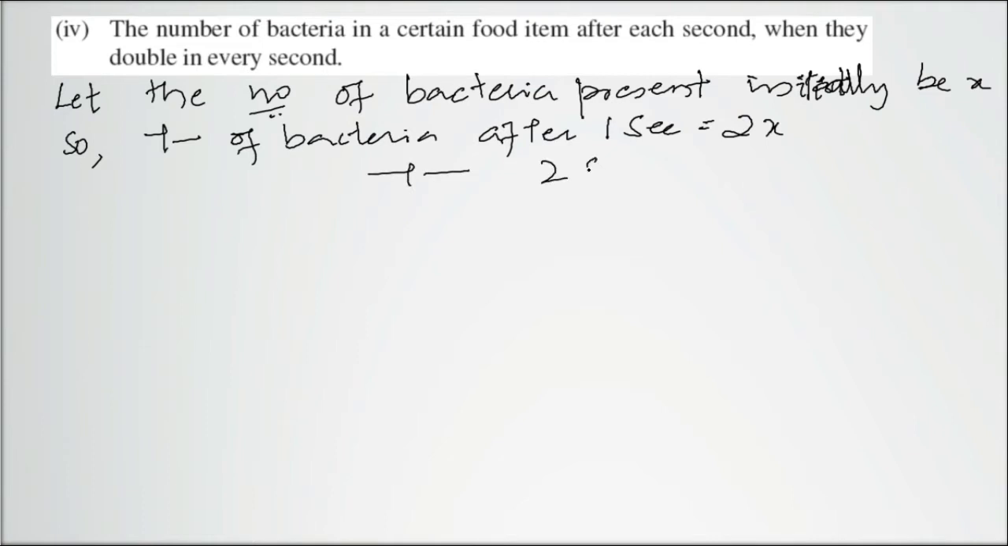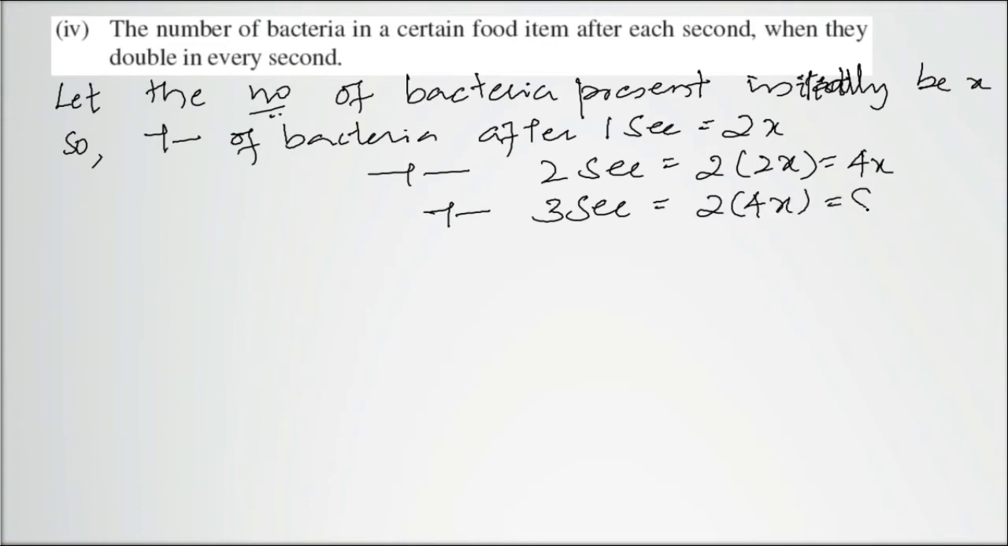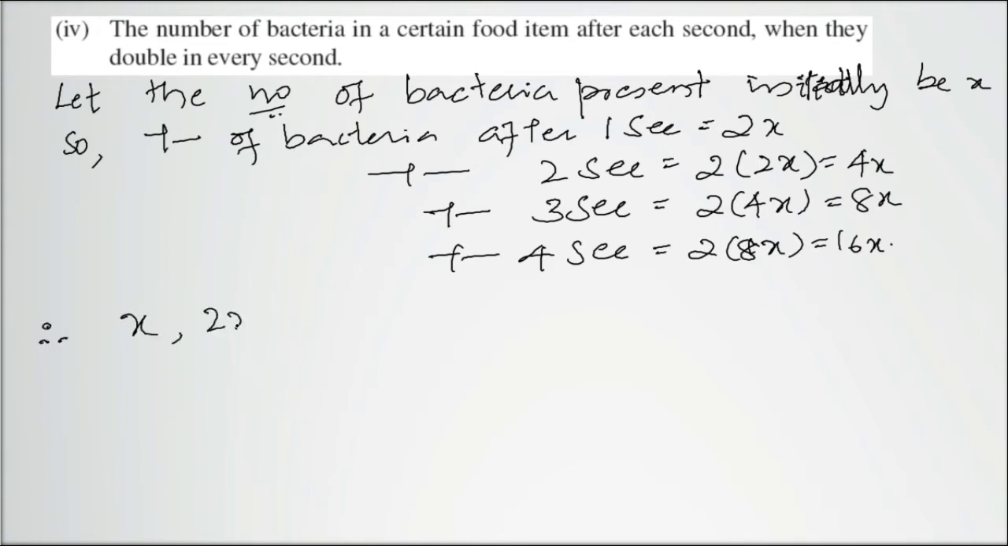After 2 seconds, it will be again double, 2 times of 2x, which is 4x. In the third second, after 3 seconds, again it is doubled, it becomes 8x. For the fourth second, it is once again doubled, it becomes 16x. Therefore it forms like x, 2x, 4x, 8x, 16x, and so on.